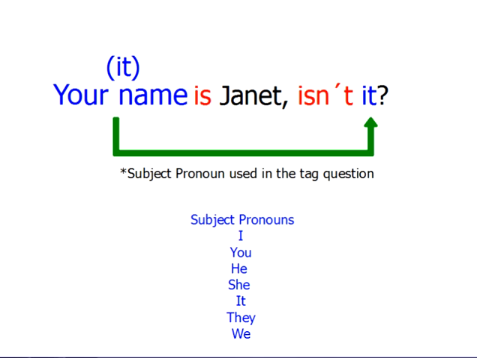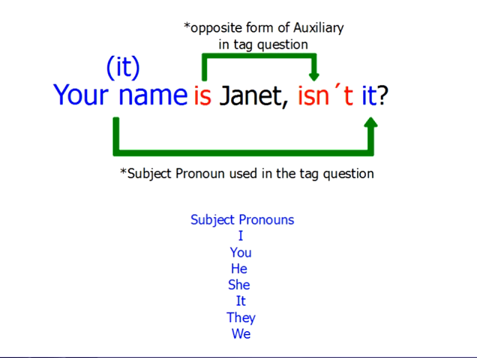Now let's look at my auxiliary verb. My auxiliary verb in the sentence is the verb is. To make this into a tag question, I use the opposite form of the auxiliary verb in the tag question. So I use the same subject pronoun, but the opposite form of the auxiliary. This reads, your name is Janet, isn't it? And isn't it is my tag question.